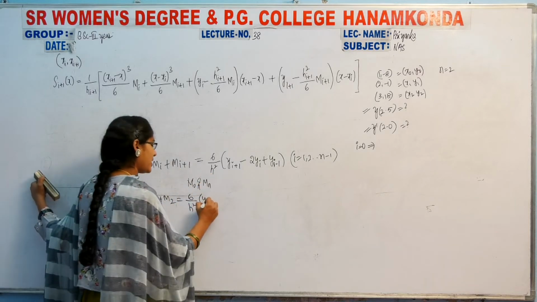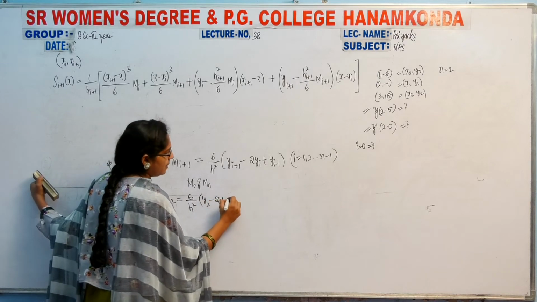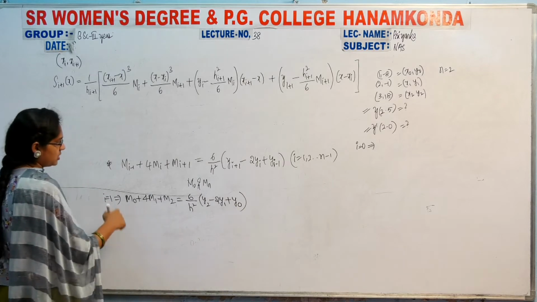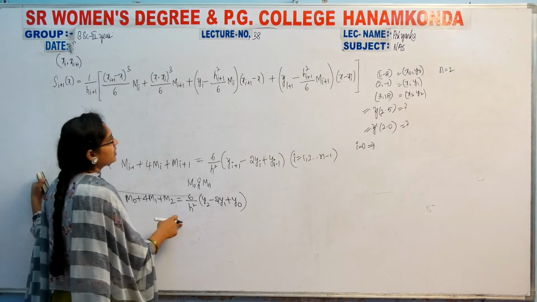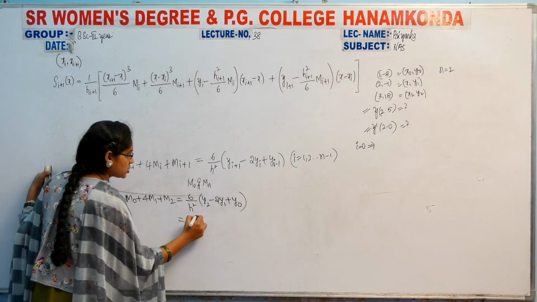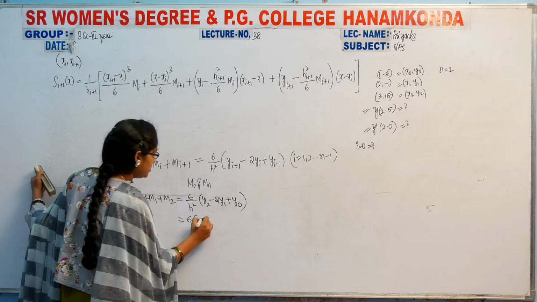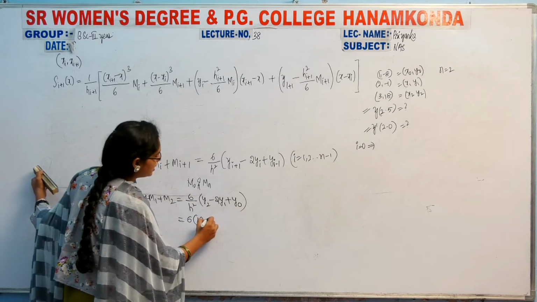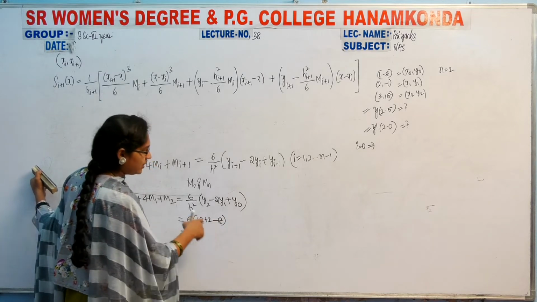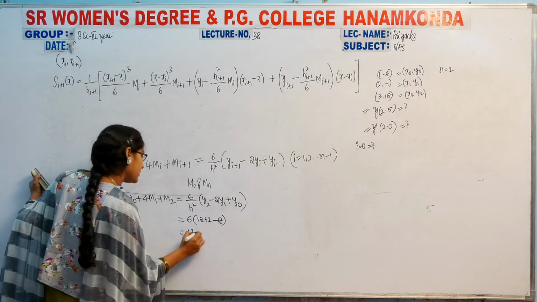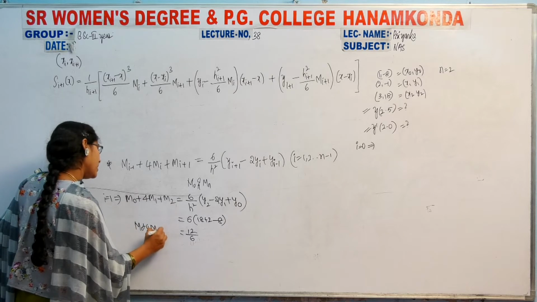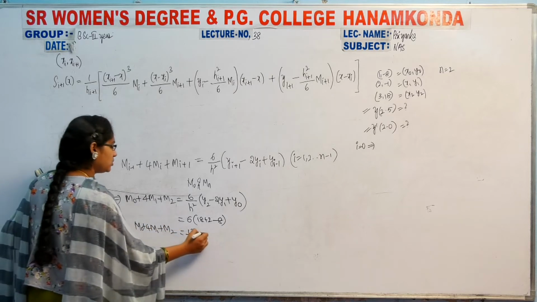I is 1, so y2 minus 2y1 plus y0. So now here m0, so here 6 by h square. What is h? It is nothing but 2 minus 1, that is 1. So which is equal to 6 of y2, 18 minus 2 into y1, that is plus 2 minus 8. So now 20 minus 8, 12 by 6. So it is nothing but 2. So m0 plus 4m1 plus m2 is equal to 2.